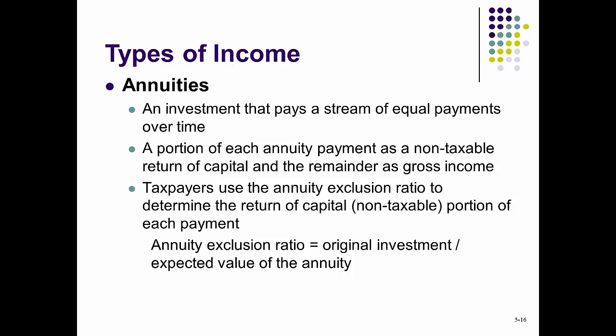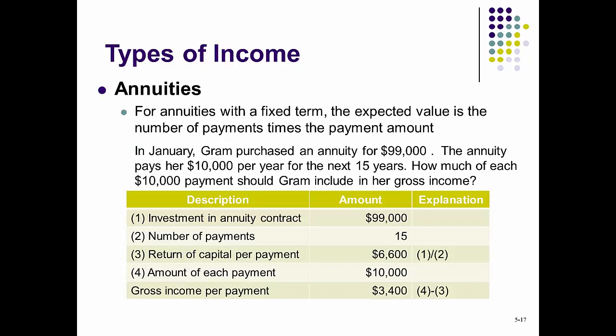So let's look at the annuity exclusion ratio. How do we come up with this? Original investment amount divided by expected value of annuity equals the return of capital percentage. For this one, please see example 5-11 on pages 5-12 and 13. For annuities with a fixed term, the expected value is the number of payments times the payment amount. In January, Graham purchased an annuity for $99,000.